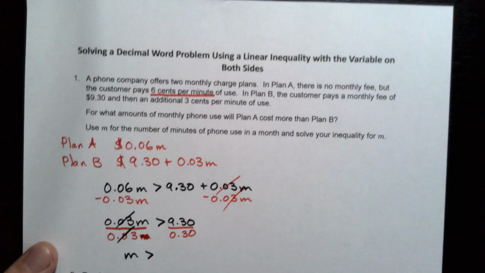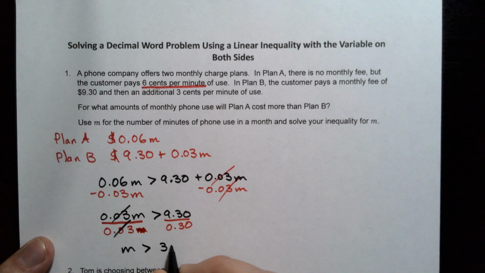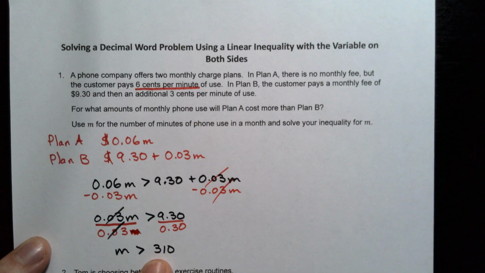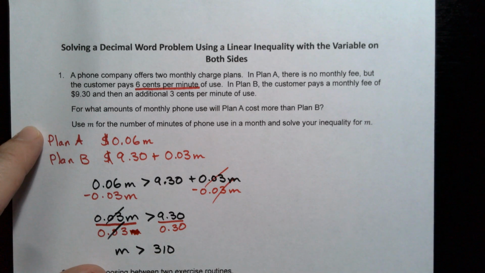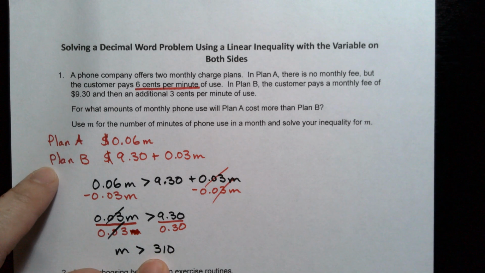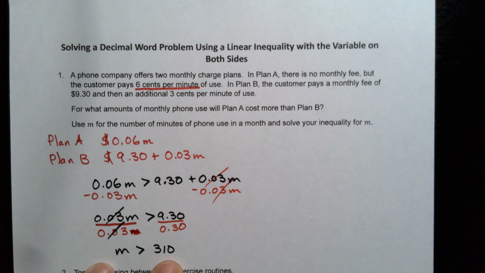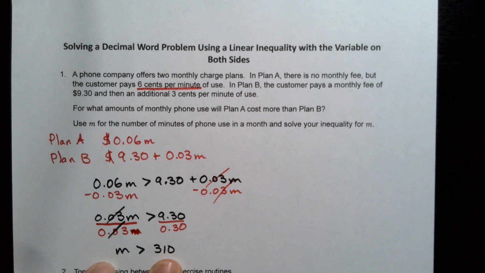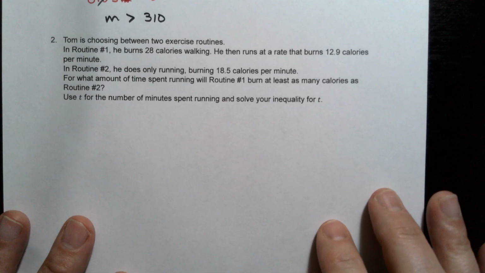So M is greater than 310. So what that means is that if you want plan A to cost more than plan B, you have to use at least 310 minutes. So if you use less than 310 minutes, plan B is going to be better. Okay, let's look at our second question.